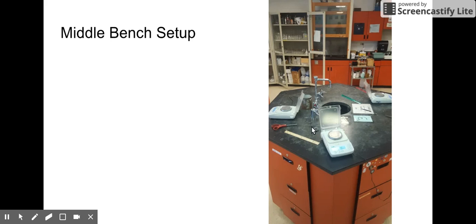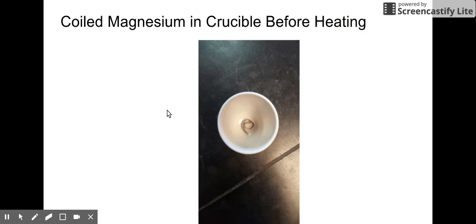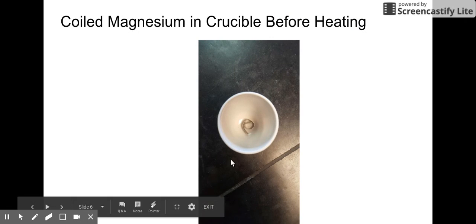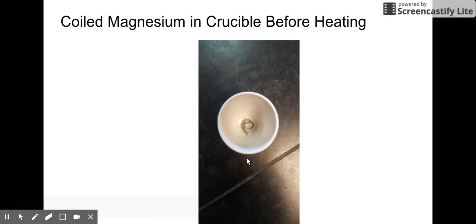Now, when you first get started and you're ready to go, you're going to cut off a 3.5 centimeter piece of magnesium. Make sure you're using centimeters, not inches. And then you're going to go ahead and get the mass of that and record it. So that's all taking place in this center bench area. Now, once you have your magnesium and you've gotten the mass of that, take a crucible, wipe it out with a dry paper towel, just to get any extra chunks out of it.